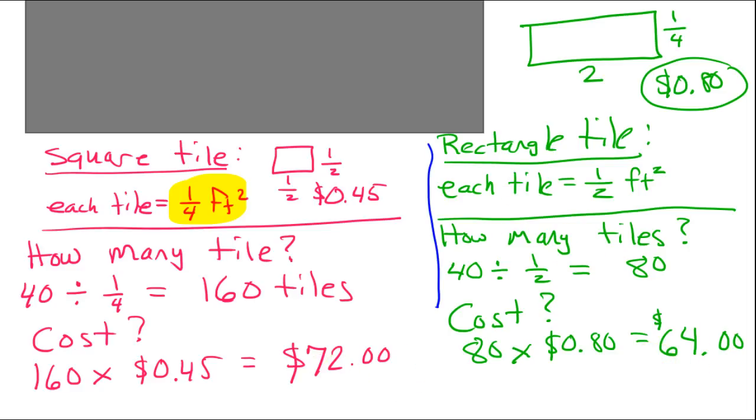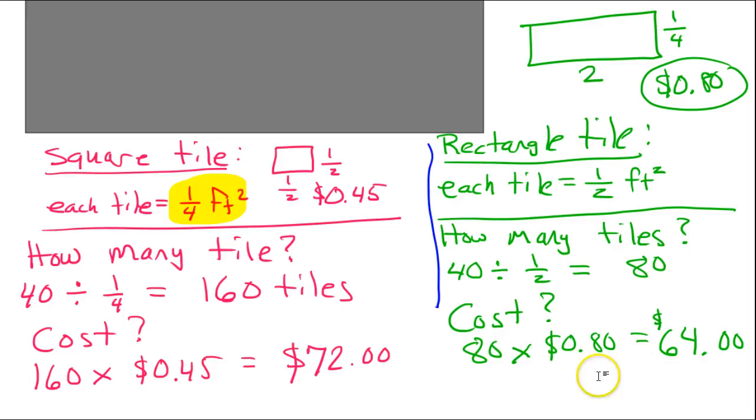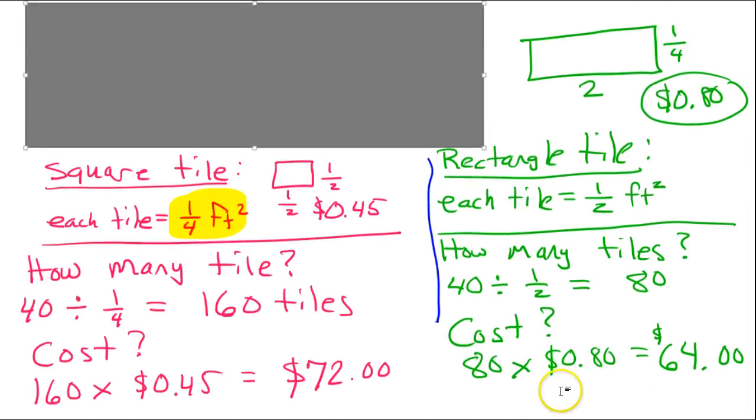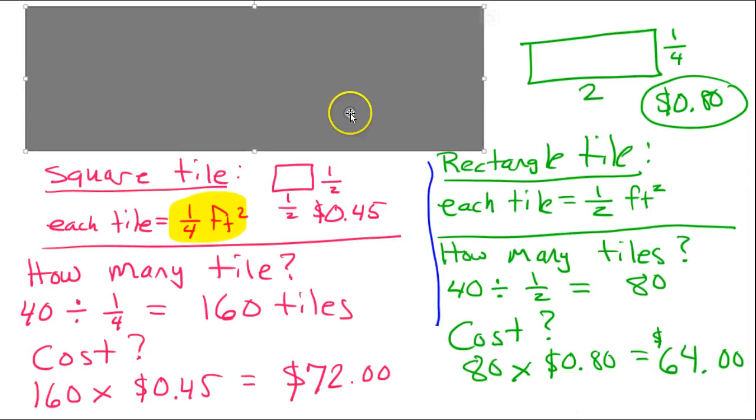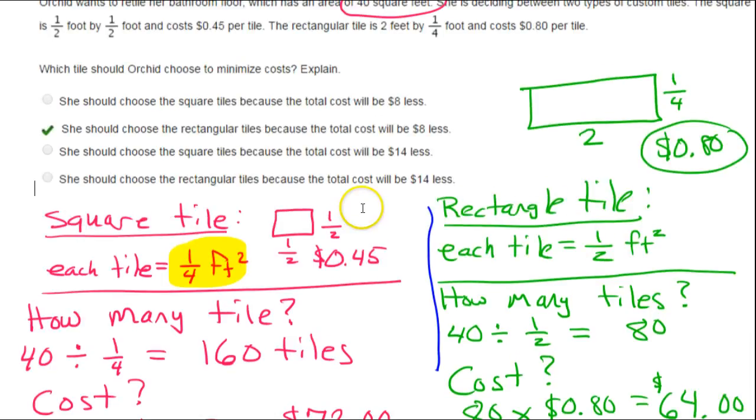Let's see, 72 minus 64, just in case they ask how much we're going to save. Whoops, that was supposed to be subtraction. 72 minus 64, that's 8. Alright, so it's going to be $8 cheaper if we go with the rectangular tile. So we should go with the rectangular tile. Let's do the big reveal. She should choose the rectangular tile because the total cost will be $8 less. Just like we said. That was number 13.